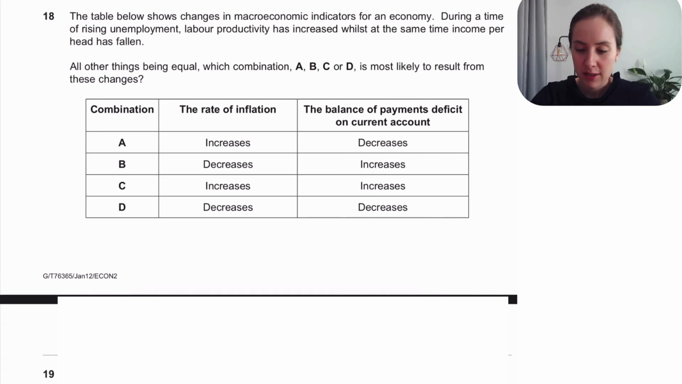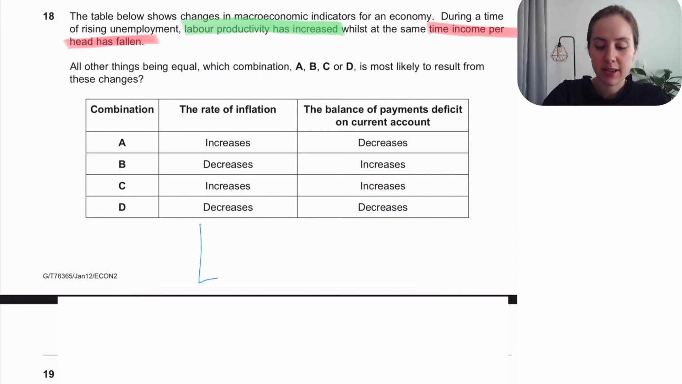Which combination is most likely to result from these changes? So we are looking at labor productivity increasing, and a second thing of income per head falling. So if labor productivity increases, we are looking at a long run AS curve shifting to the right. And if that shifts to the right, the price level should fall. So I'm looking for something, at least with that one, for inflation to decrease.